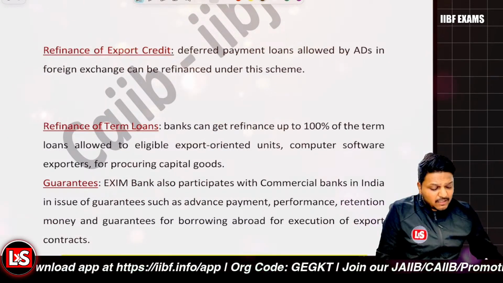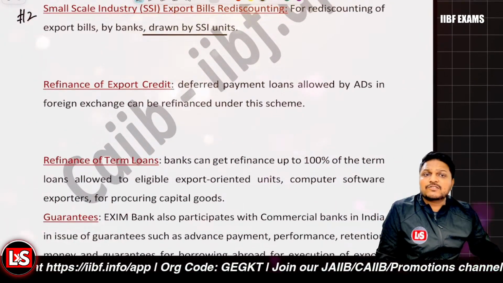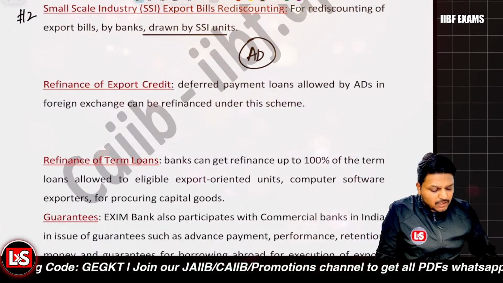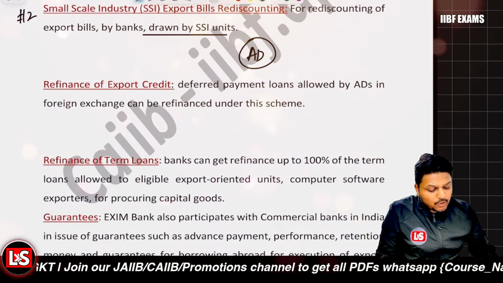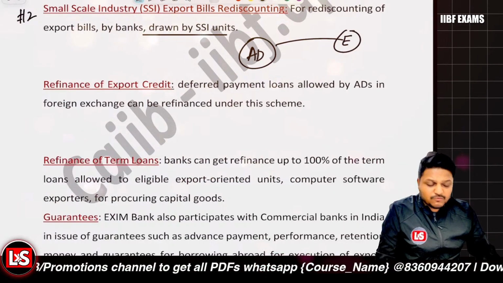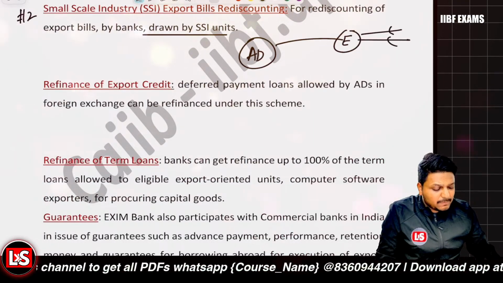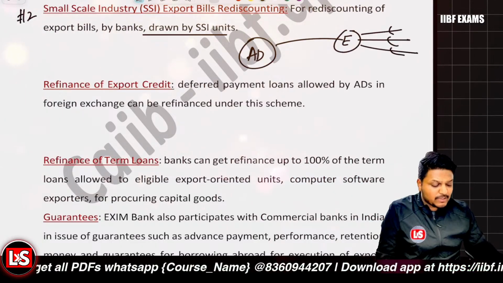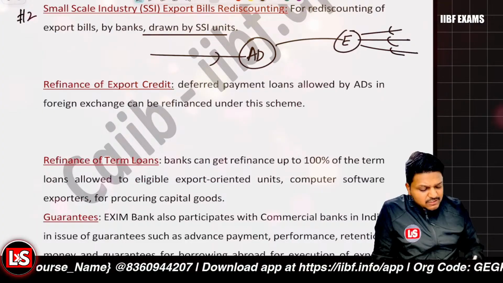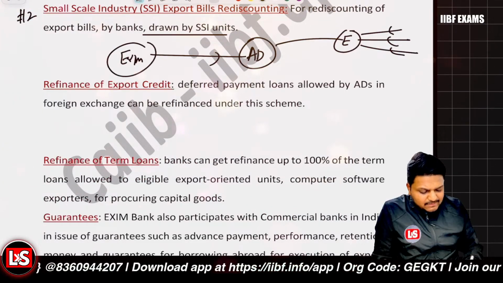Now, let's say a deferred payment loan was allowed by an authorized dealer bank, right? So here was an authorized dealer bank which allowed a deferred payment export loan to the exporter, particularly. Based upon the bills which were to be received on multiple tenors, on multiple time horizons, a loan was given by the authorized dealer bank. So that can be refinanced by the authorized dealer bank with the Exim Bank.